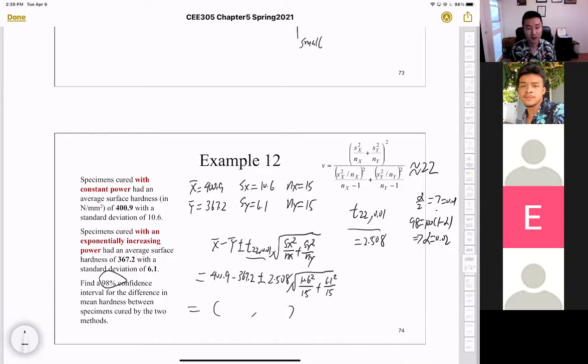Okay. Probably you can feel chapter 5 is pretty straightforward. You just need to figure out what set of equations to use, and then the remaining will be very straightforward. We either use the z table or the t table.